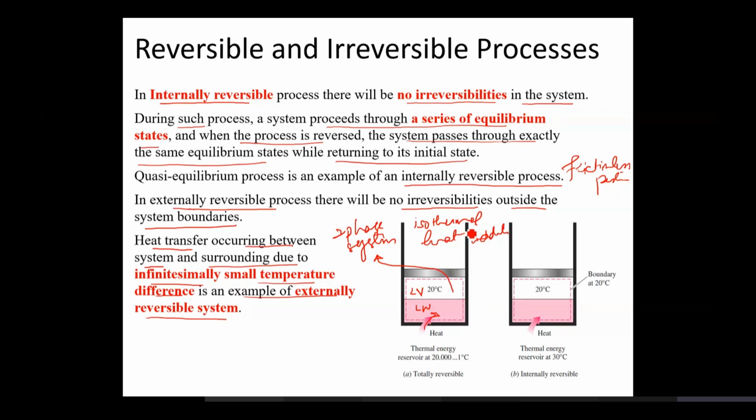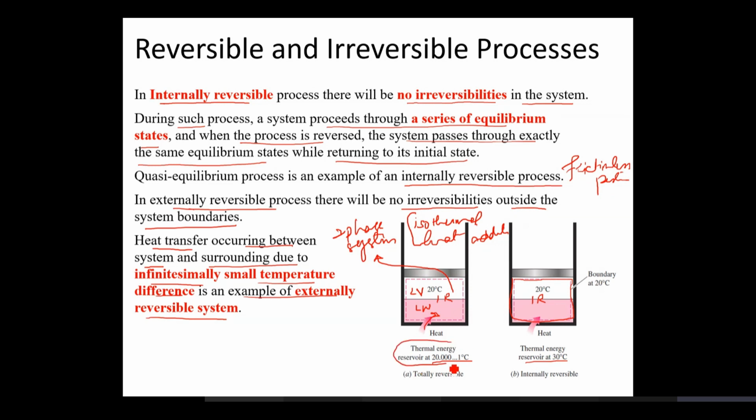And you know that heat transfer through a finite temperature difference is an irreversible process. Isothermal heat addition is a reversible process, and you would say that in both cases, in one case the energy is coming at 20.000001 degrees centigrade, and in the other case, the heat is coming through a finite temperature difference. Within the system, if I look at the system, it's an isothermal heat addition. So the system is internally reversible. Both the systems are internally reversible.